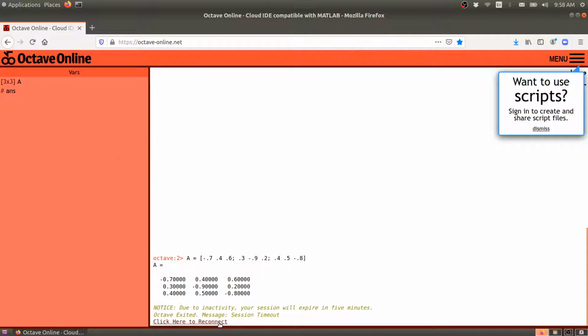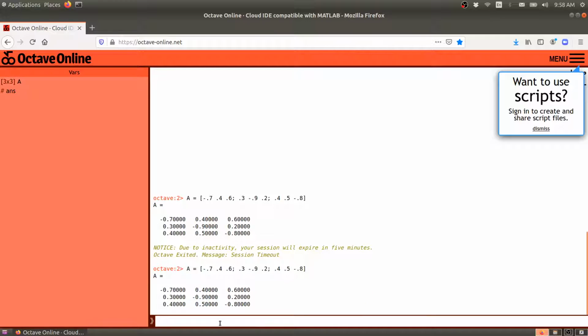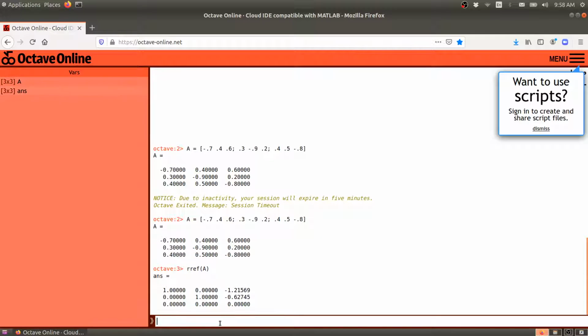And let me reconnect. I had it all set up, but I'll just redo it again. So I'm going to input my matrix. So negative 0.7, 0.4, 0.6 for the first row, 0.3, negative 0.9, 0.2 for the second row, and 0.4, 0.5, negative 0.8 for the last row. Okay, so there's the homogeneous matrix, and I want to find its row-reduced echelon form. And there we go. This is my row-reduced echelon form.